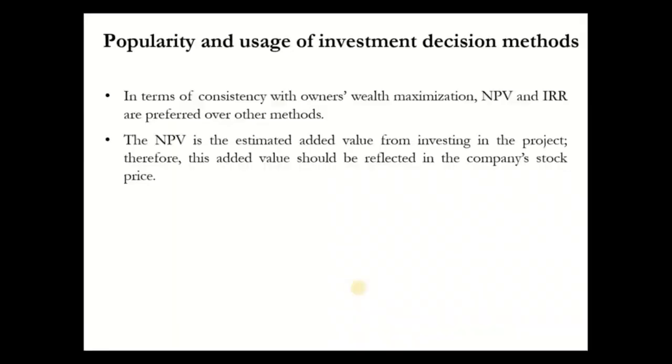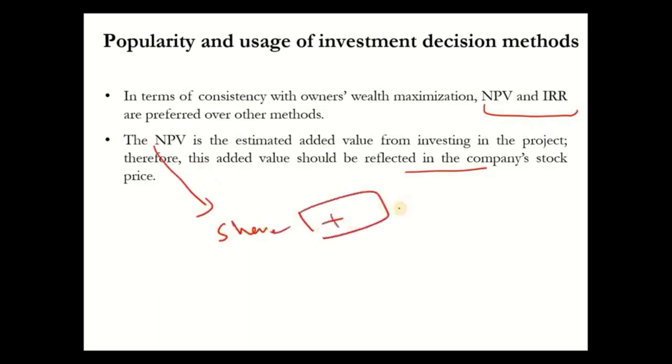Now the last slide is popularity and usage of investment decision methods. In terms of consistency with owners' wealth maximization, normally we go for NPV and IRR. Basically these are the most widely used methods. NPV is the estimated added value from investing in a project, therefore this added value should be reflected in the company stock. NPV is considered as shareholders' wealth maximization; whatever is added is reflected in the company's profit, and the company's profit means the shareholders' price.